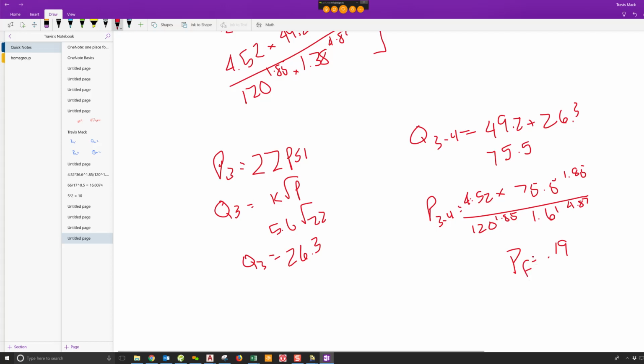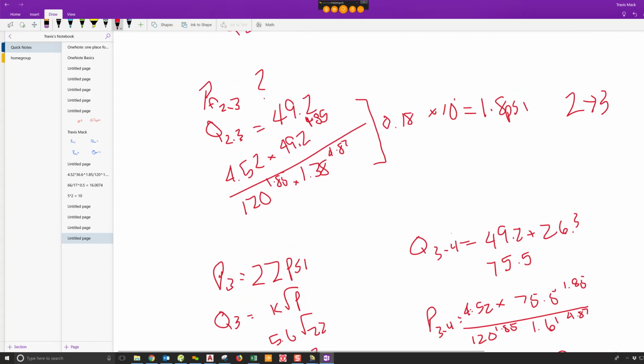Does anyone else concur with Scott? Okay, cool. Then I'll take it if two people get it. So now the total friction loss in that piece of pipe, there's 5 feet of that. So 5 times 0.19 is 0.95. So friction loss from 3 to 4 is 0.95.